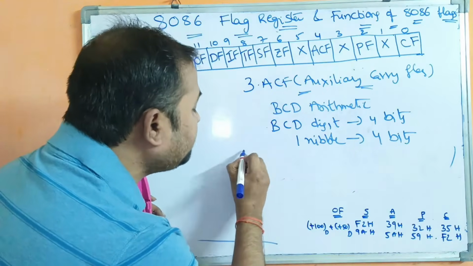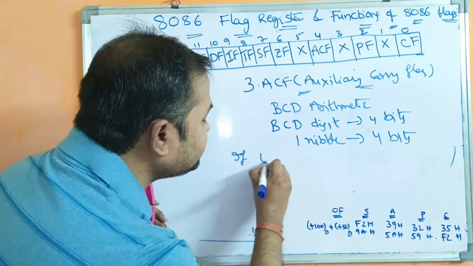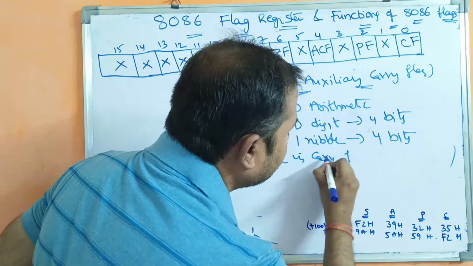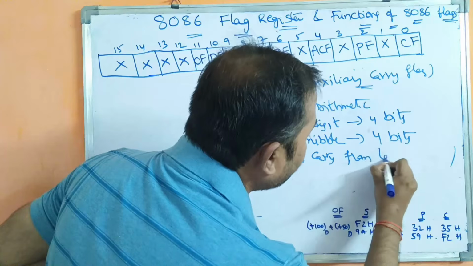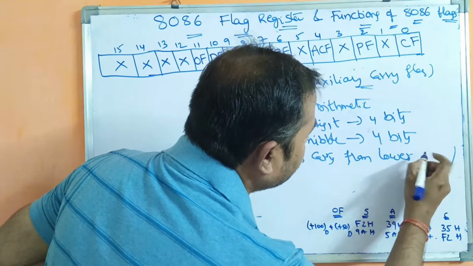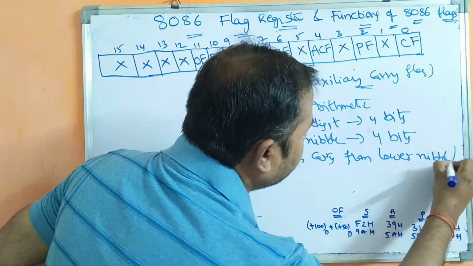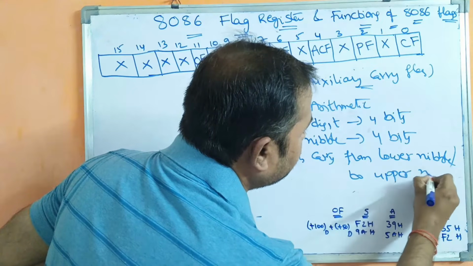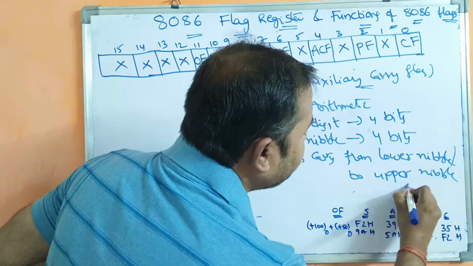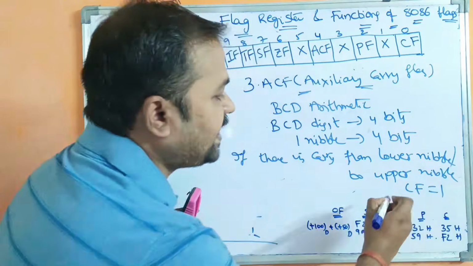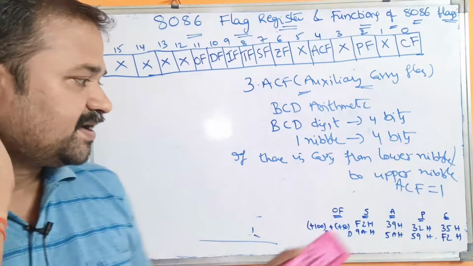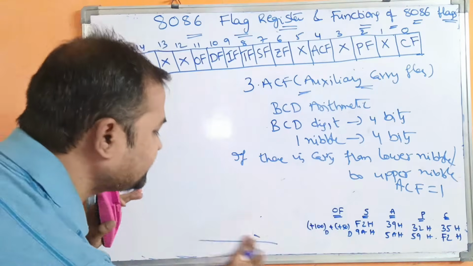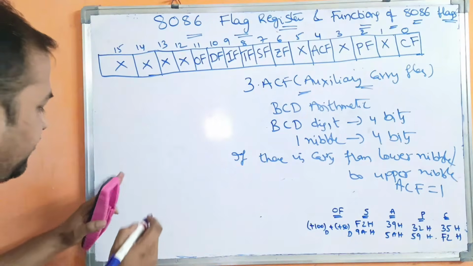If there is a carry from the lower nibble to the upper nibble, then the auxiliary carry flag will be set. Otherwise, the auxiliary carry flag will be reset. Now let us see an example so that you will get perfect clarity.